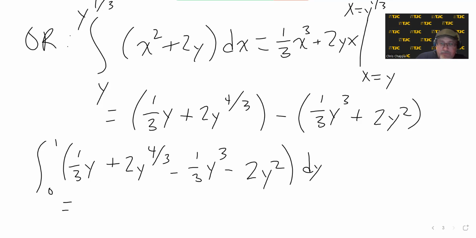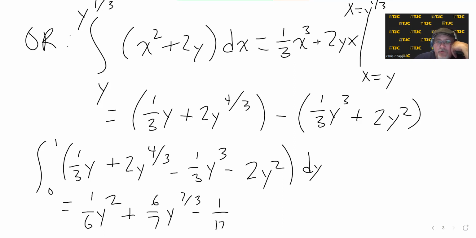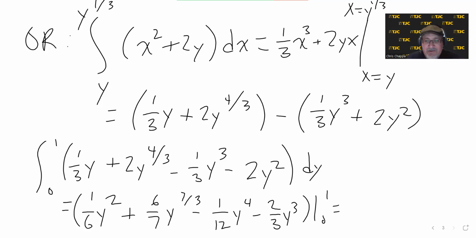Let's see, the antiderivative would be 1/6 y squared plus, all right, 4/3 becomes 7/3. So y to the 7/3. Reciprocal of that is 3/7 times 2 is 6/7, minus 1/12 y to the 4th minus 2/3 y cubed. And again, this is going from 0 to 1. 0 will turn the antiderivative into 0. So we can just focus on the 1, which will give us 1/6 plus 6/7 minus 1/12 minus 2/3.